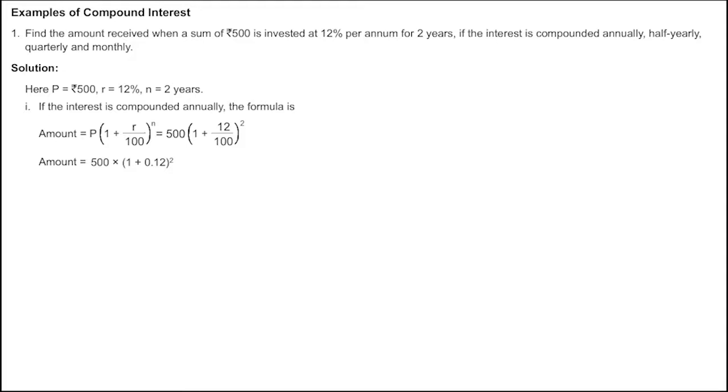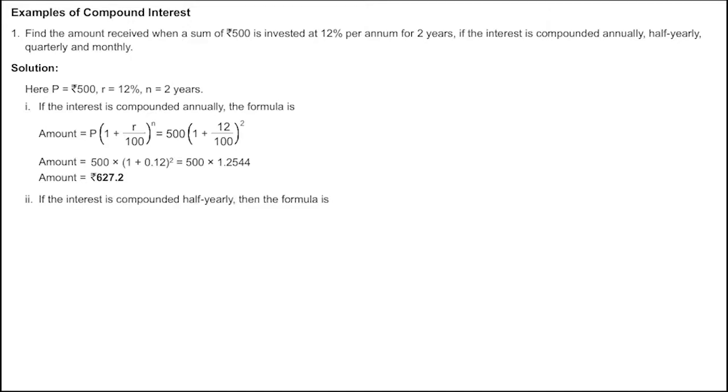So, 1 plus 0.12 will give us 1.12 and the square of 1.12 is 1.2544. So this number will multiply by 500, which gives us rupees 627.2. So what is the amount when the interest is compounded annually? Rupees 627.2 when the principal is 500.